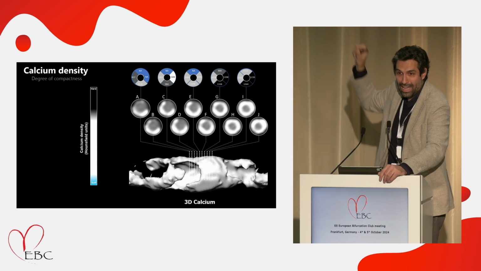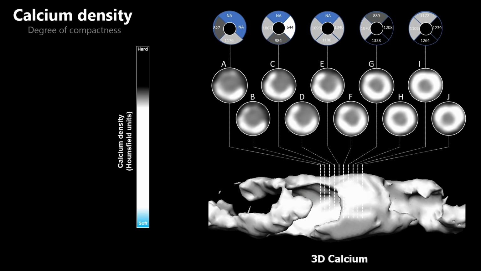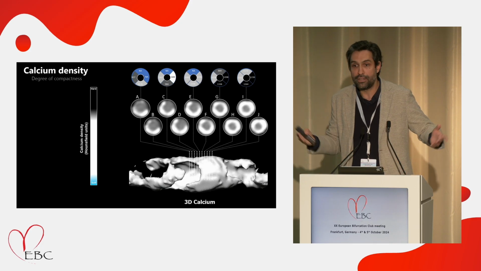But on top of that, we now have the Hounsfield units. The Hounsfield units reflect the density of the calcium. So how hard is the calcium? We're not talking anymore about concentric and non-concentric calcification. We're talking about hard and soft calcium. All are calcium, but some are soft and some are hard. And you can imagine the clinical implication.